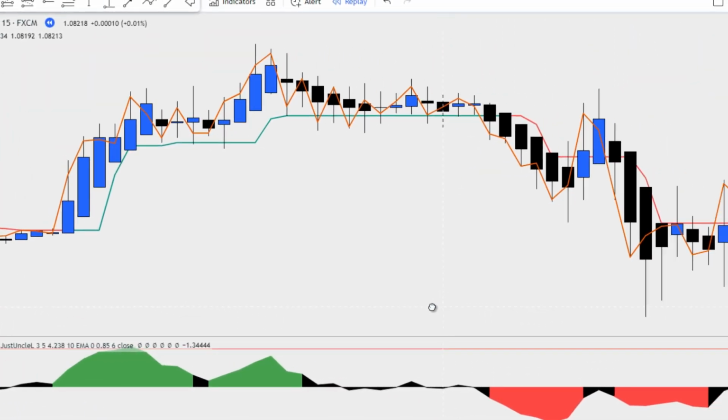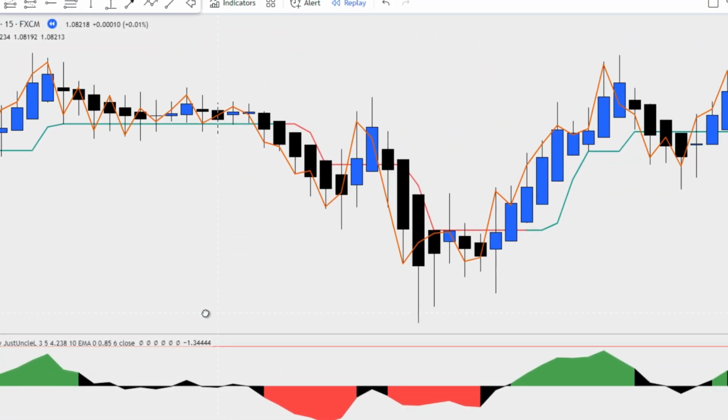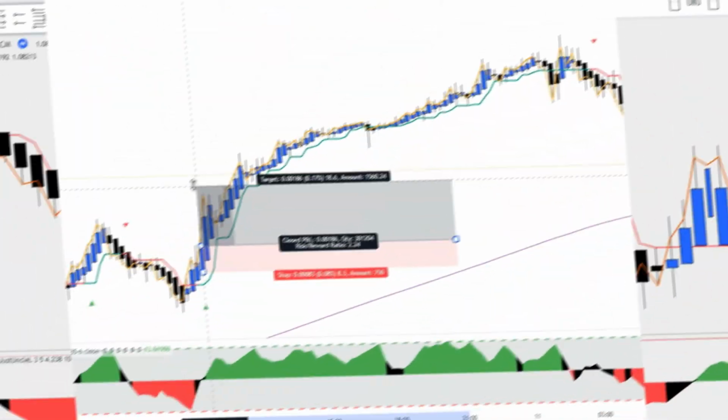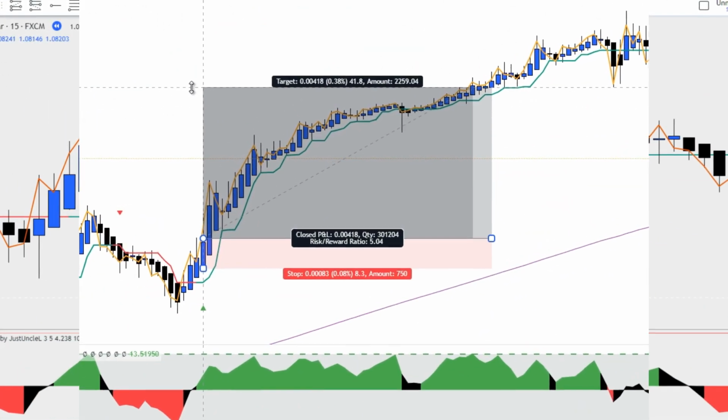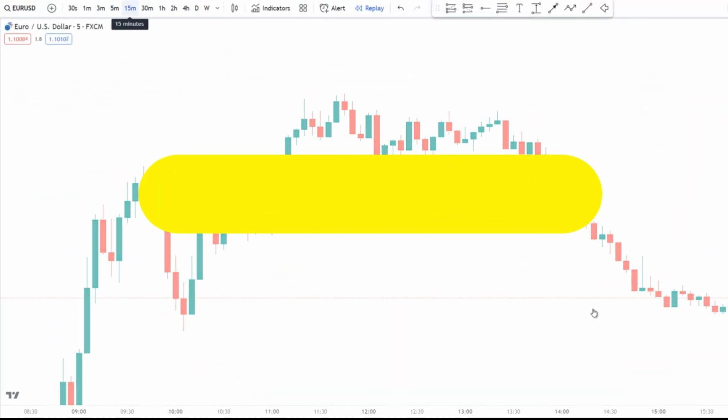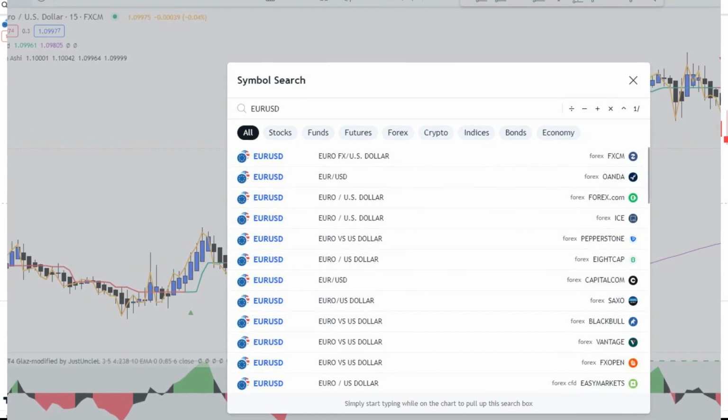Here are the secret TradingView indicators which are insanely profitable, ranging from 2x to 5x ratio. Let's jump right into it. Go to tradingview.com and select your pair.